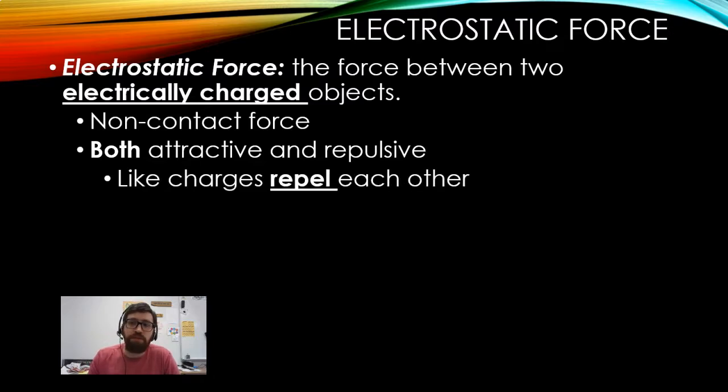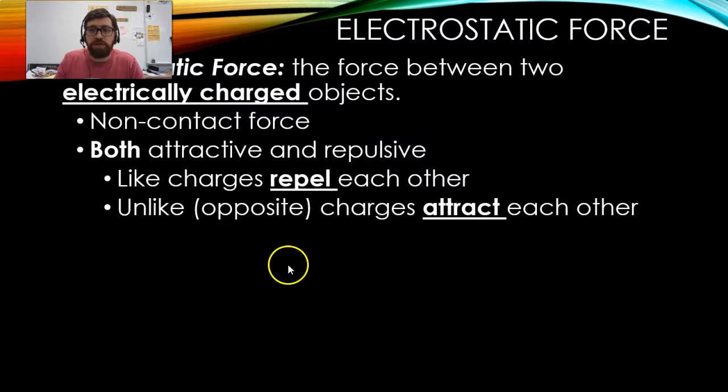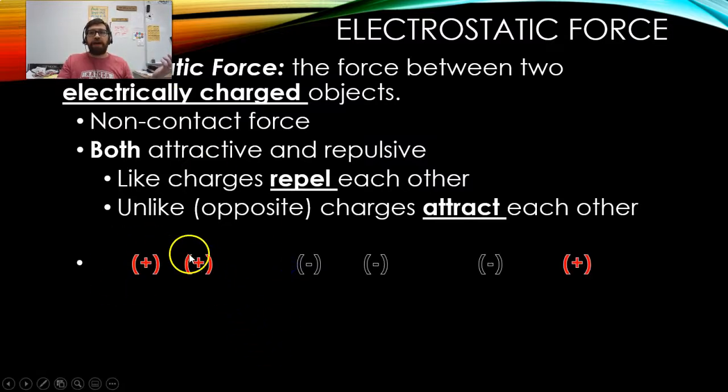So you might have heard this before. Like charges repel each other. Like means the same. So positives, positives, negatives, negatives. Unlike or opposite charges actually are going to attract each other. So let's say I have these combinations, two positives, two negatives, and a positive and a negative. See if you can determine, should be real easy, what these combinations do to each other. They're going to attract or they're going to repel. Pause the video.